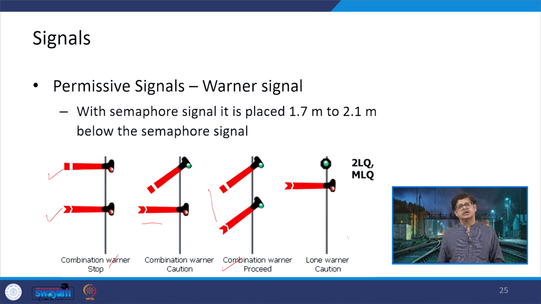There can be a single, as I said, independent post also. In that independent post also it can be used, but in that case, as we said, if it is an on condition horizontal arm, it still allows the train to move with certain restrictions. And these are usually placed at a distance of 1.7 meters to 2.1 meters below the semaphore stop signal. So, that distance is what we are talking about.